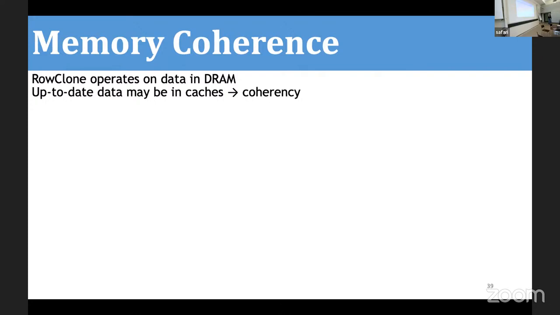Another problem is memory coherence. Basically, RowClone operates in DRAM. So up-to-date data may be in the cache. So this causes a coherency problem. And to solve it, we implement CLFLUSH in a RISC-V Rocket. And basically, the CLFLUSH instruction flushes the dirty cache block to the DRAM to ensure that RowClone operates on up-to-date data.